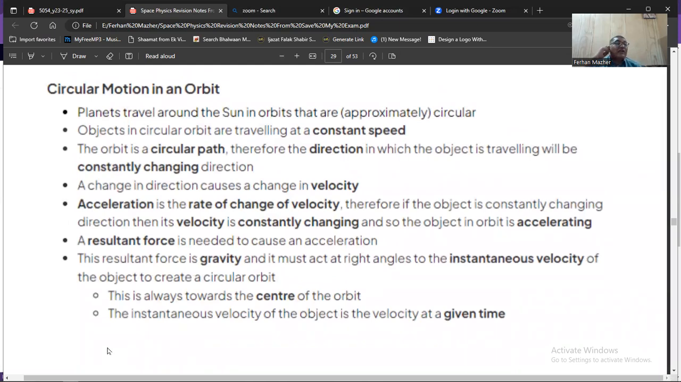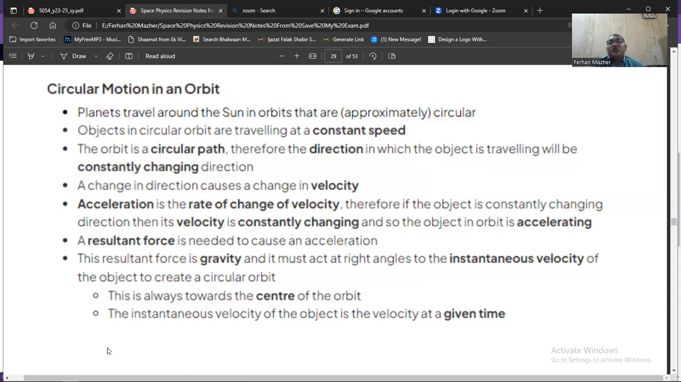The planets travel around the sun in orbits that are approximately circular. Objects in circular orbits are traveling at a constant speed. In a circular path, the direction in which the object is traveling is constantly changing. A change in direction causes a change in velocity. Acceleration is the rate of change of velocity. Therefore, if the object is constantly changing direction, then its velocity is constantly changing. So the object in orbit is accelerating.